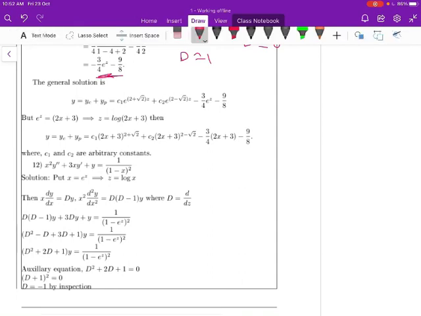The general solution is Yc plus Yp, where Yc is the first part and Yp is the second part. But you have to convert into the variable x, so you have to replace z by x. You know the transformation, e power z equal to 2x plus 3. Wherever e power z appears, just take 2x plus 3. Wherever z appears, you take log of 2x plus 3. So therefore y is equal to c1 into (2x plus 3) to the power 2 plus root 2, plus c2 into (2x plus 3) to the power 2 minus root 2, minus 3 by 4 into (2x plus 3), minus 9 by 8. So this is the general solution. Let us stop.